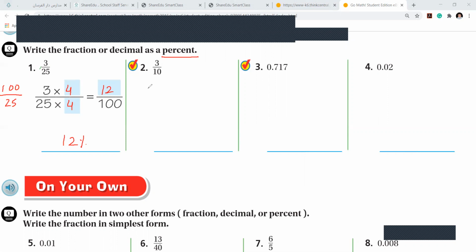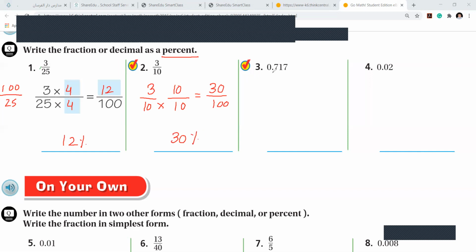Now here, 3 over 10. So again I need to multiply by some number to make 100. What number must you multiply to make 100? 10 times 10. The same number in the numerator. So I get 30 over 100. That means it is 30%.